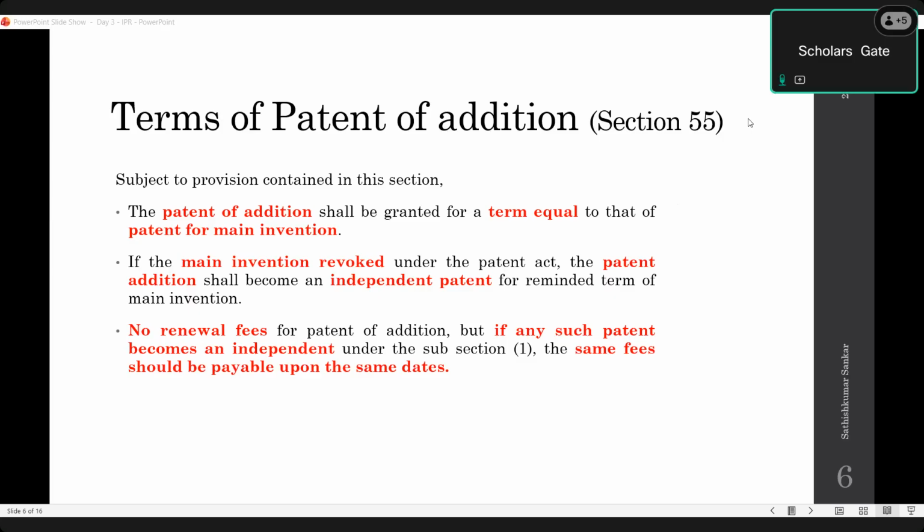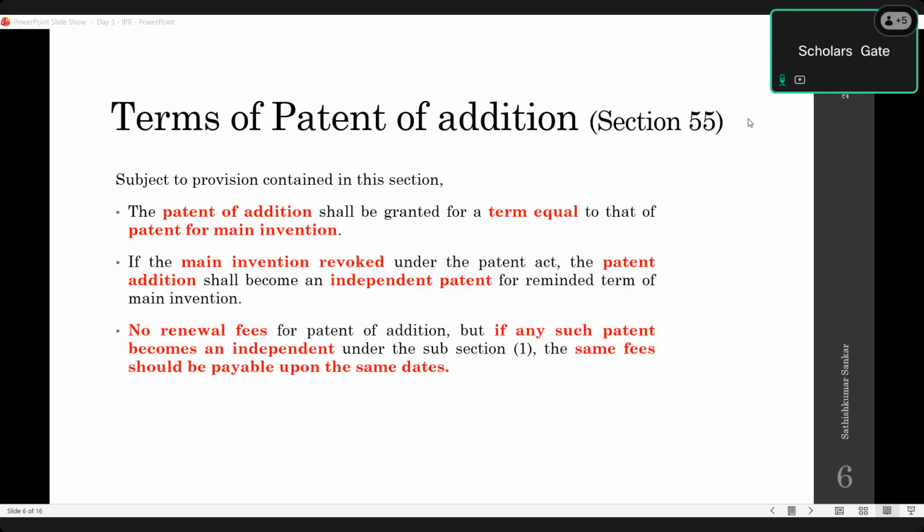Terms of patent addition, here it is clearly mentioned that the term of that particular patent addition is equal to the main invention. So if I got the main invention patent granted last year, then I have the rights of that particular patent for 19 years. If I add the patent addition after 2 years or 3 years, then the rest of the years of that main invention are applicable for the patent addition. The rest of the years, 17 years or 16 years, apply for the patent addition also. They are clearly mentioned under section 55.